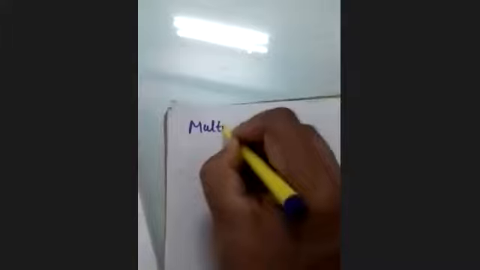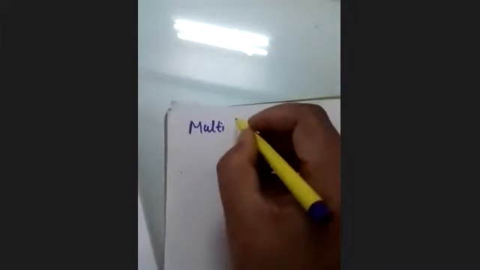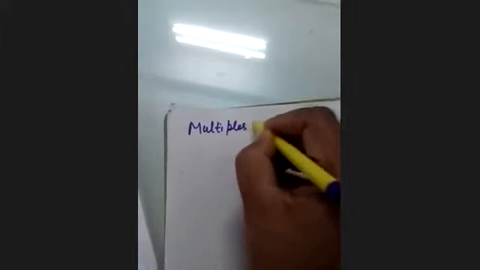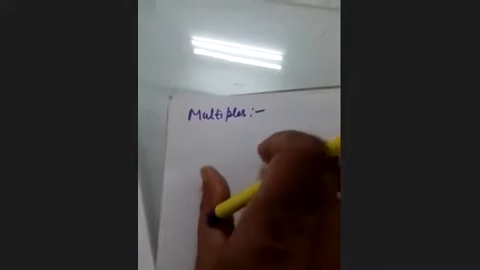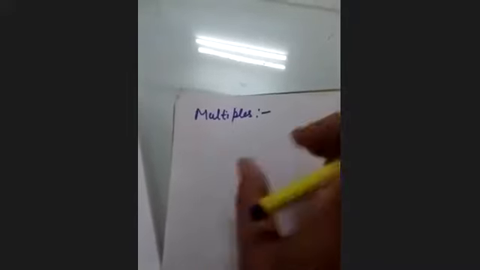Clear, students? Next point is, what are multiples? As I explained earlier, when we multiply two natural numbers, the result which we obtain is known as multiples.